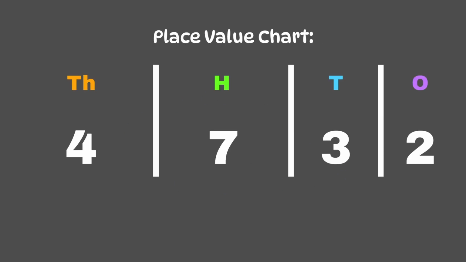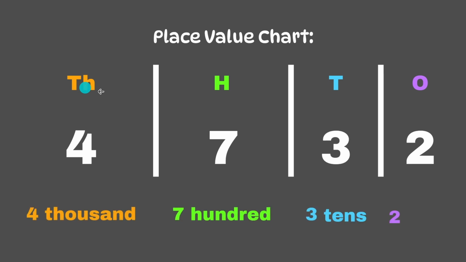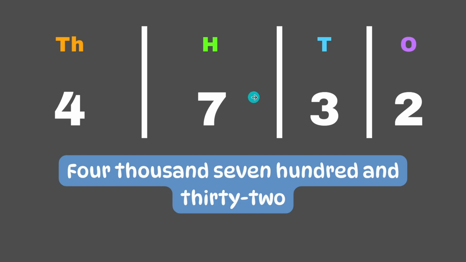To read a 4-digit number, first we should break it into place values. So here we see that digit 4 is in the thousands place, 7 is in the hundreds place, 3 is in the tens place and 2 is in the ones place. When we read a number, first we start with the thousands place value, then we read the hundreds, then we read the tens and ones together. So we read this number as 4,732.